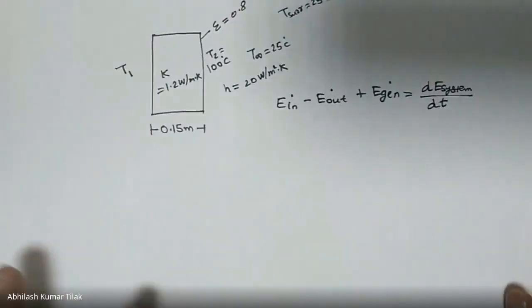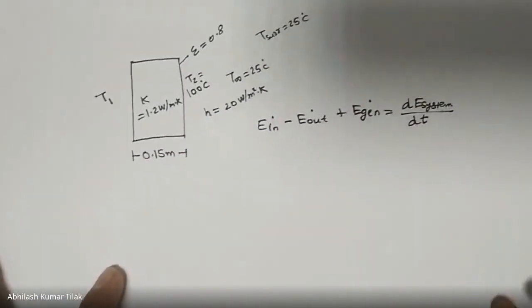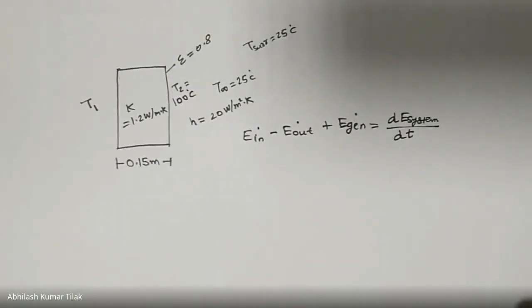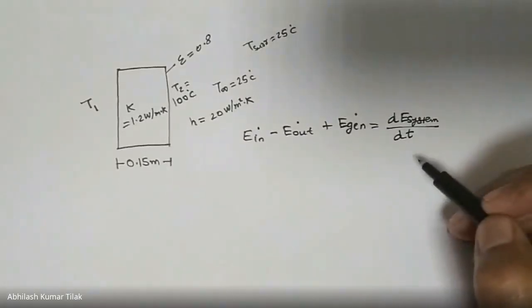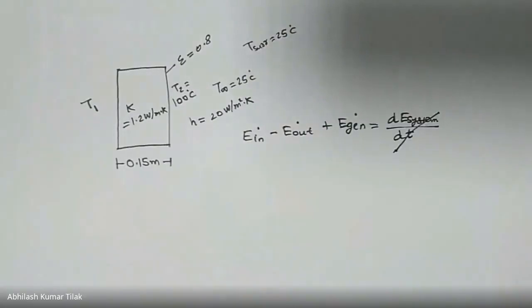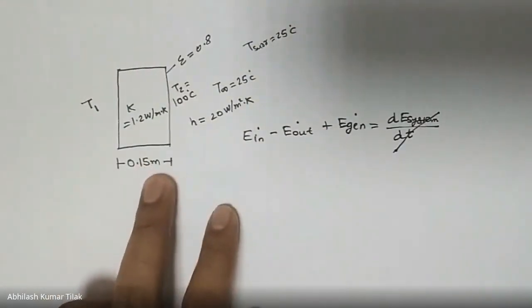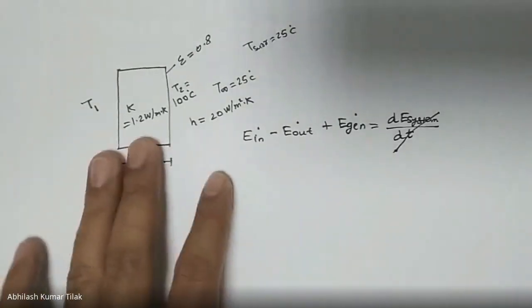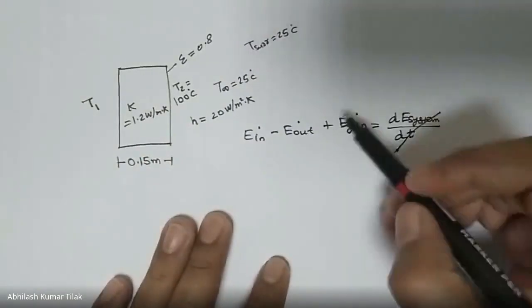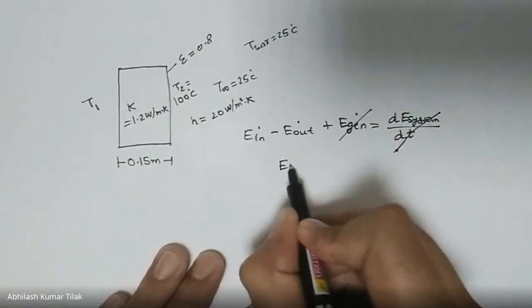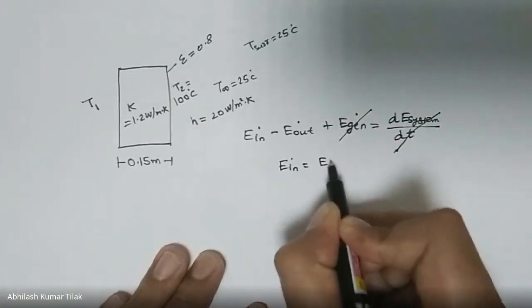Now, if you consider this to be a steady state, that means your temperatures are not varying with respect to time. That means your energy is not changing with respect to time. So this time derivative will be cancelled out. Now, if you see this problem, there is no heat generation. That is, there is no conversion of any source of energy into thermal energy. So there is no heat generation within the medium. So the energy generation term will also be cancelled out. So I can have from here that E in is equal to E out.